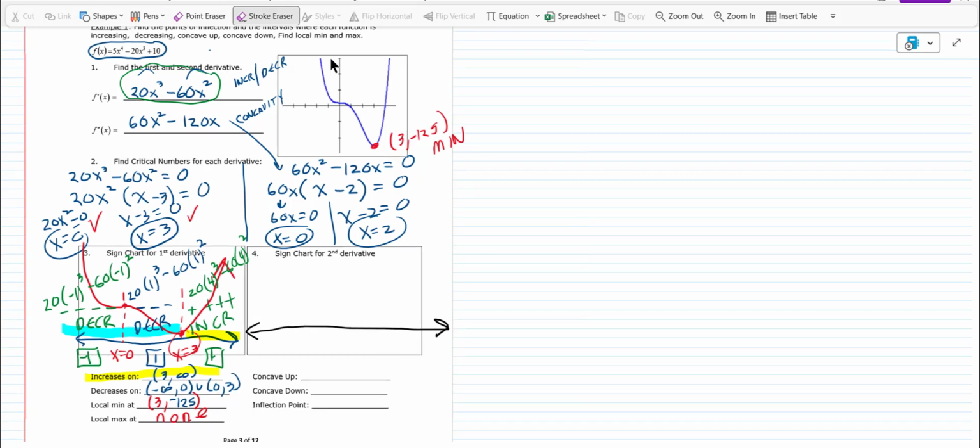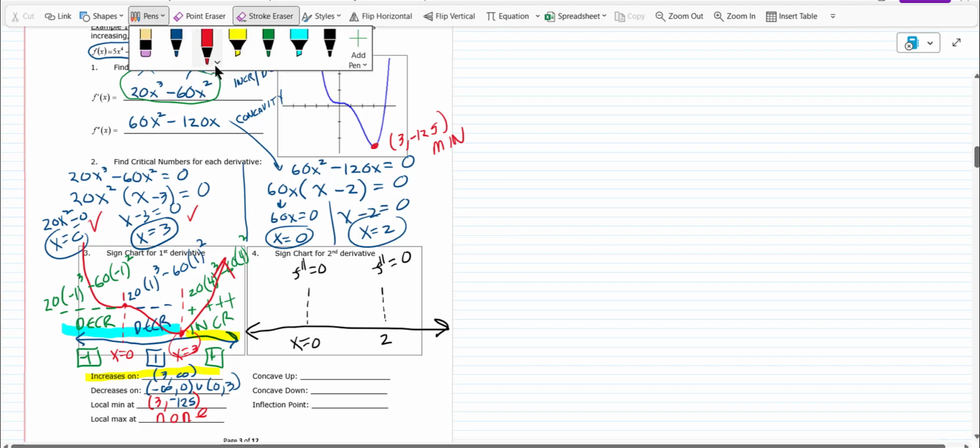So on this sign chart, you're going to work with x equals 0. That's where the second derivative was 0. And then you're going to work with x equals 2. And that, again, is where the second derivative is 0. So 0 and 2 could be inflection points. They could be. We're not going to know that until we finish up this sign chart.